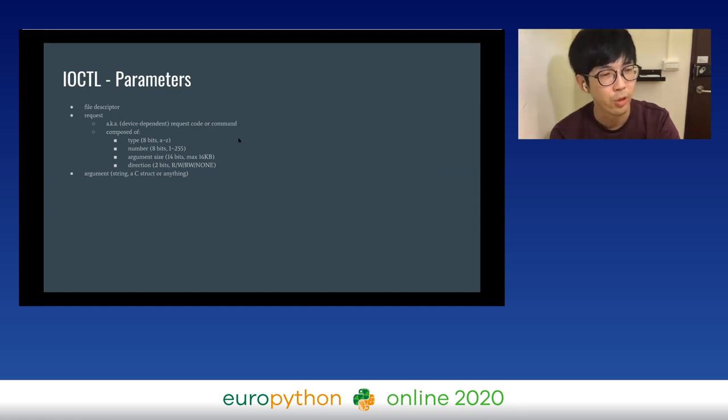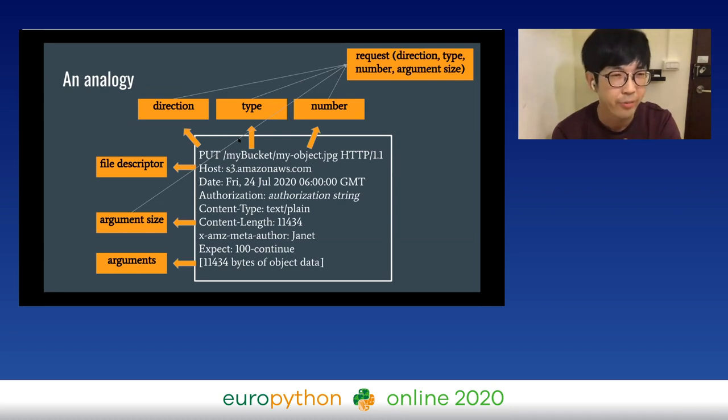Here are some more details, but I don't want to go through them. Instead, an analogy may be more helpful. No matter what you work on, you should feel comfortable with RESTful APIs, right? I found that we can have a mapping between a RESTful API request and the parameters of IOCTL. For example, as you know, an HTTP request has two parts, the header and the body. Then we can say IOCTL also has a header and a body. The second parameter of IOCTL, the request, is the header. The third parameter, the arguments, is the body. From this mapping, I expect you can understand all the parameters of IOCTL without me saying any more. So you can read it for a few seconds.